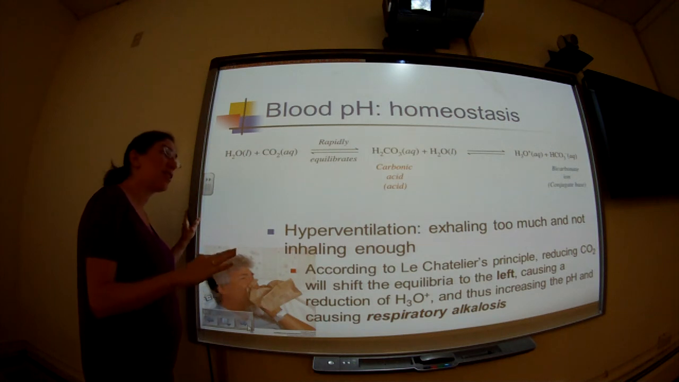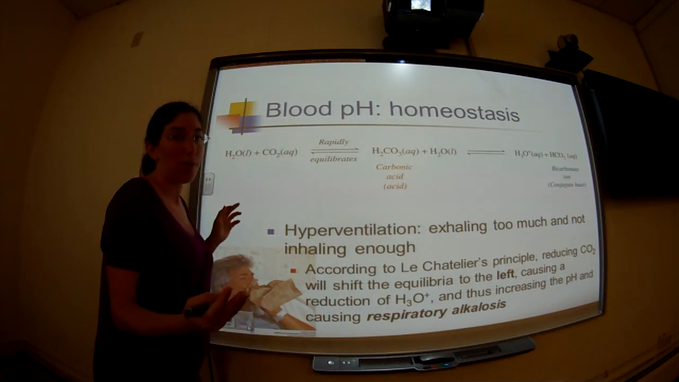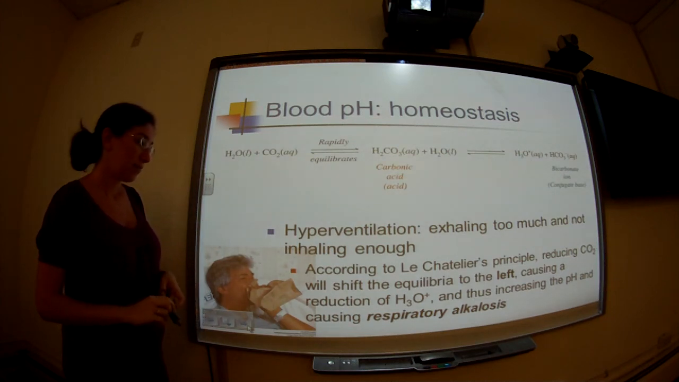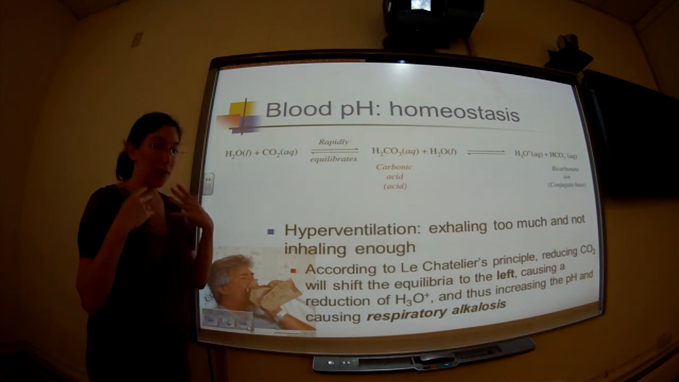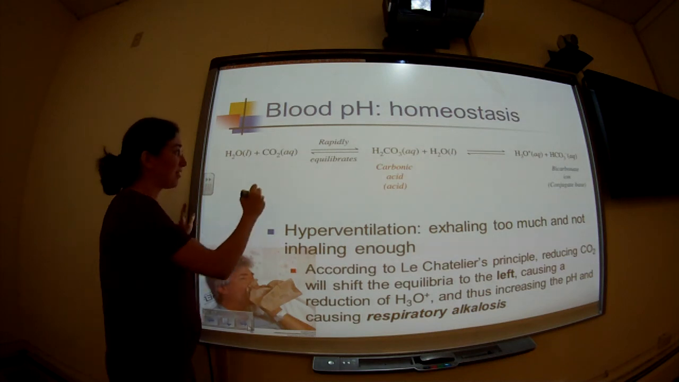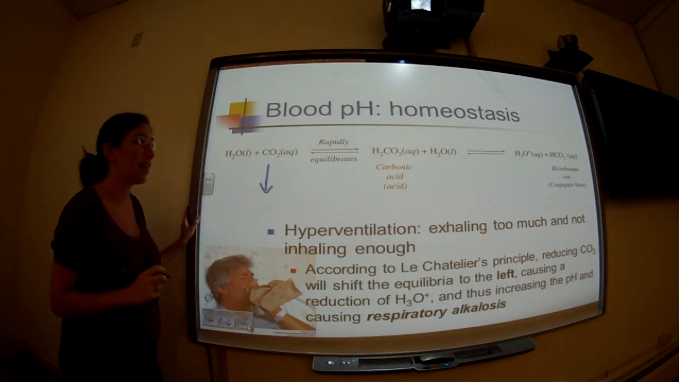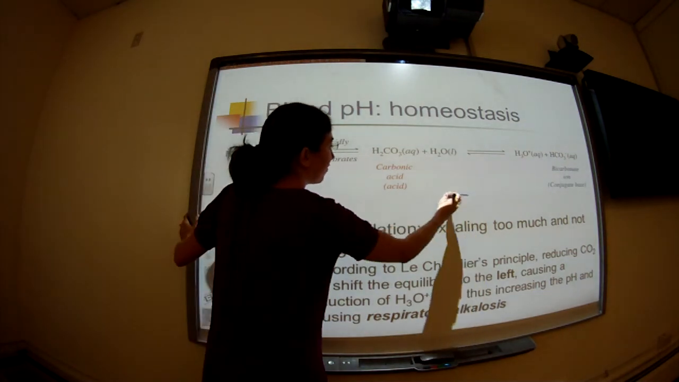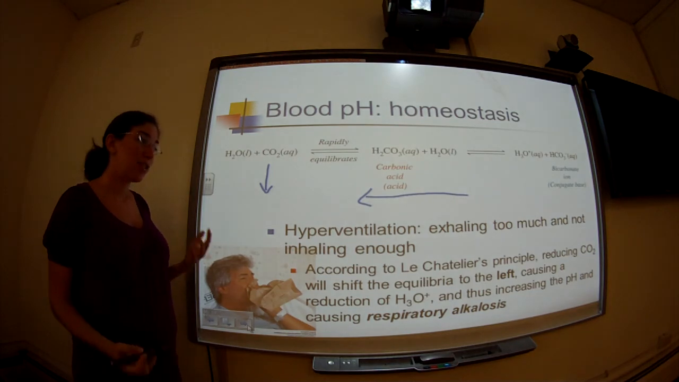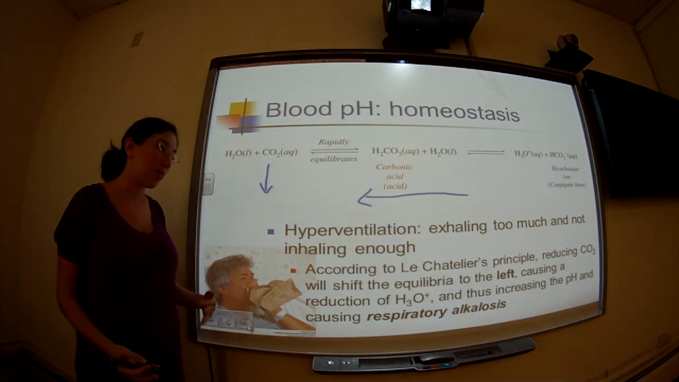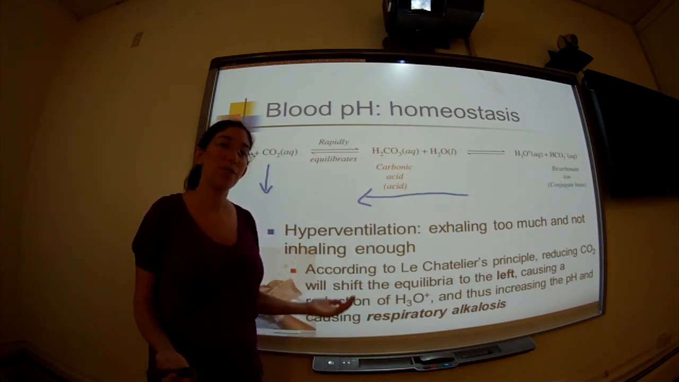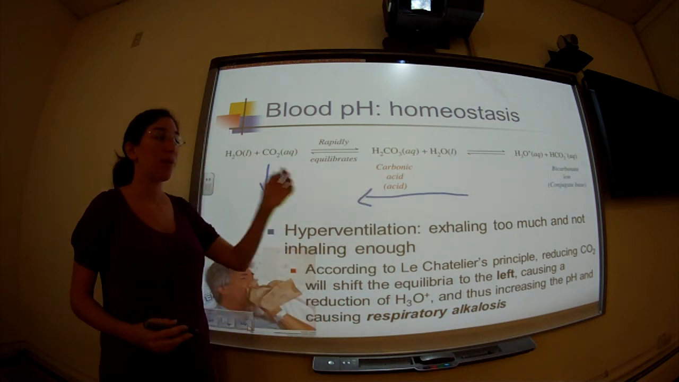The opposite situation is hyperventilation, where you are expelling too much carbon dioxide and you're not actually inhaling enough. So you're doing a lot of exhaling but not enough inhaling. In that situation, you're not getting enough carbon dioxide, so then the reaction shifts this way. You then have less acid, which causes it to become very basic. Your blood can become basic, and alkaline is another word for basic. So that's respiratory alkalosis, having the blood become basic.